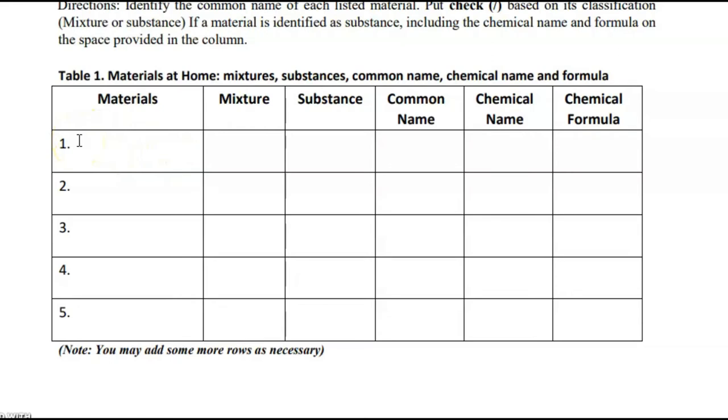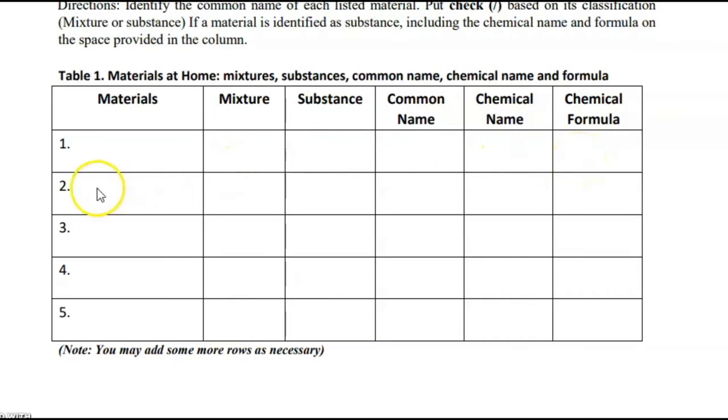So, ano ba yung madalas na nakikita sa kitchen? For example, I have a salt. So, you're going to write here salt. Mixture ba siya or substance? Which one? Very good, substance. So, iti-check natin, substance. What is the common name? Salt. What is the chemical name? Sodium chloride. And what is the chemical formula? Capital N, small letter A, capital C, and small letter L. NaCl. So, ganun ha. Ulitin ko. Salt, substance, common name salt, chemical name sodium chloride, chemical formula NaCl.